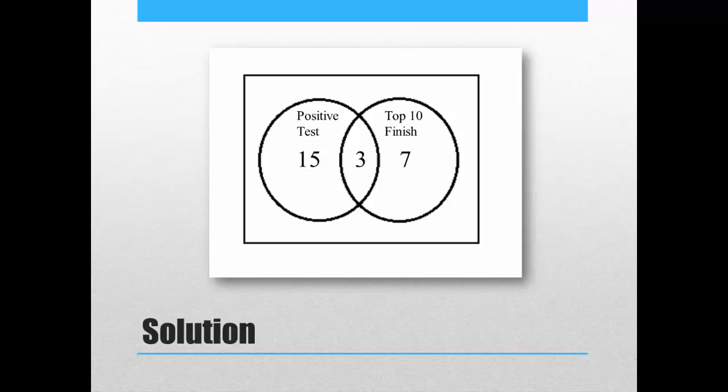25 cyclists did not test positive for drugs, so that leaves 18. Remember, 7 of the top 10 have already not tested positive. Therefore, we have a total of 43 cyclists in all. Now that we have completed the Venn diagram, we can answer the question: how many cyclists were tested? 43 cyclists were tested for drugs.